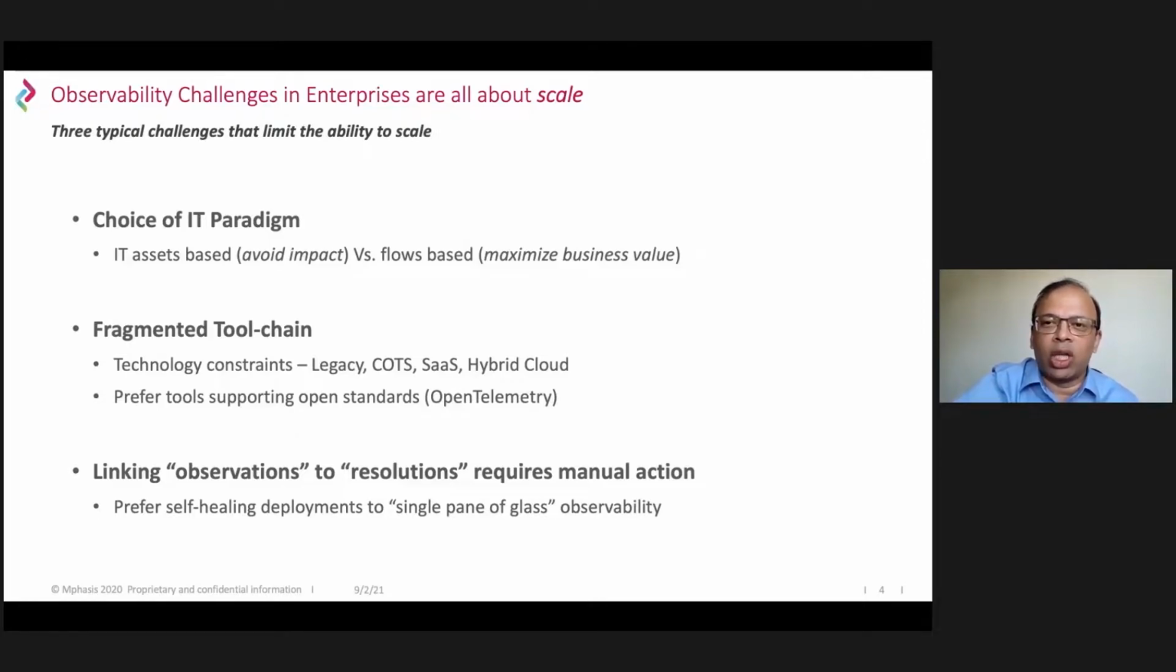And once you are able to decode that, you are actually able to automate the remediation action as well, so that we don't really have to think about a single pane of glass. It becomes a self-sustaining, self-healing environment. And that is clearly our preference for how we want to do that.